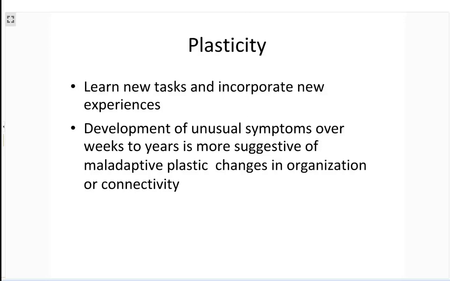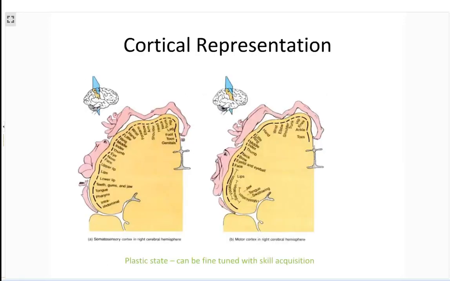Plasticity involves learning new tasks and incorporating new experiences, and with a pain state, these tasks unfortunately aren't increases in function, but start to become due to more protective behaviour and lack of use. So this starts to become the more normal state. And these plasticity changes, these changes in organisation, are more associated with symptoms of pain occurring over weeks, months, years. Looking at these maladaptive plastic changes.